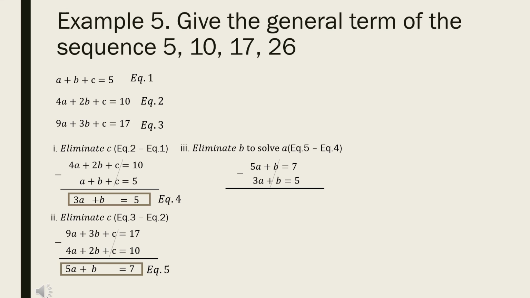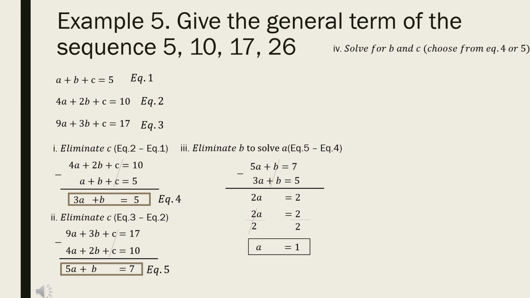So subtract the rest. We have 5a minus 3a is 2a, and 7 minus 5 is equal to 2. Then, to solve for a, divide both sides by 2. So 2a divided by 2 is a, and 2 divided by 2 is 1. So our value of a is equal to 1.